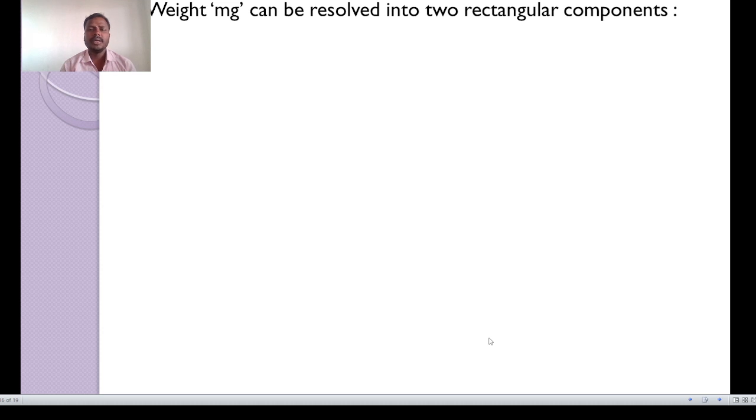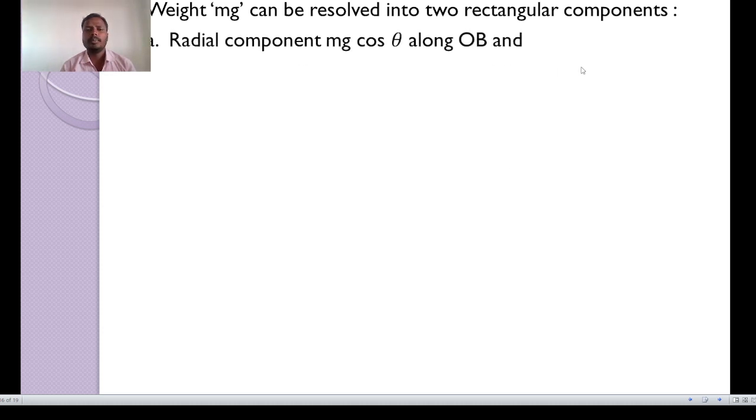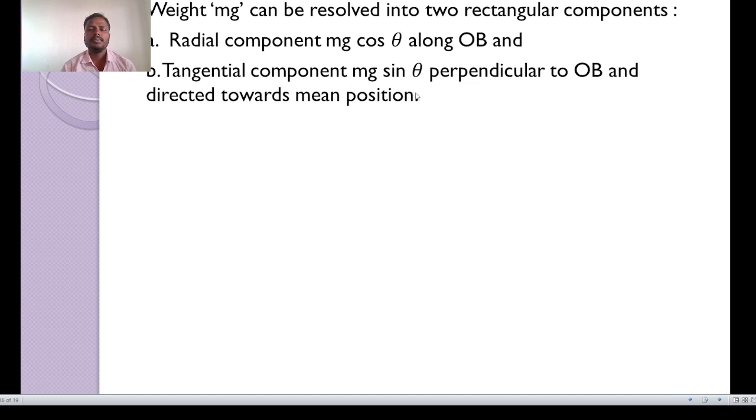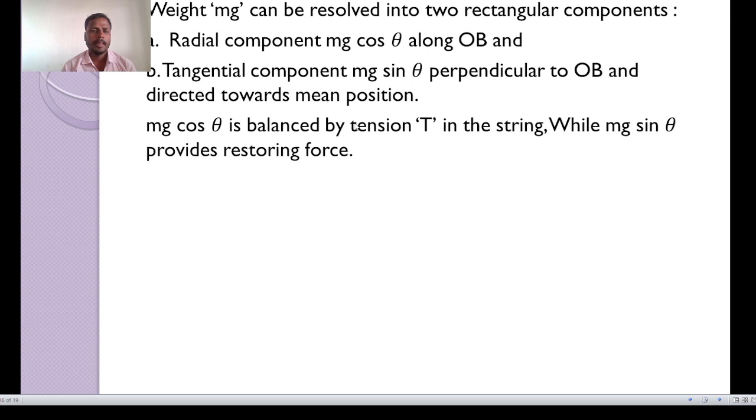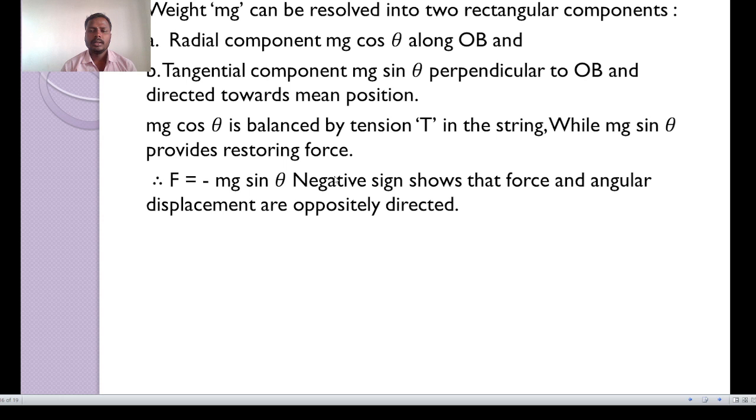Now the weight can be resolved into two rectangular components: the radial component mg cos theta along the OB line, and the tangential component mg sin theta perpendicular to OB and directed toward the mean position. Out of this, mg cos theta is balanced by the tension in the string, while mg sin theta provides the restoring force. Therefore, F is equal to minus mg sin theta. The negative sign shows that the force and angular displacement are oppositely directed.